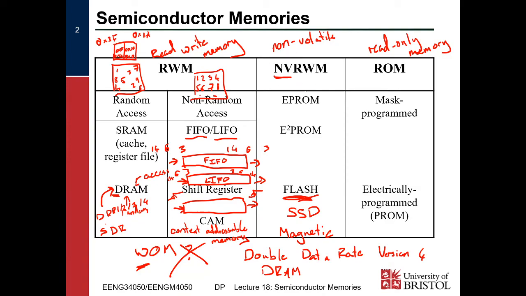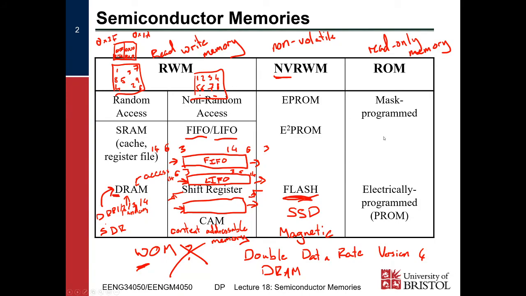Over on the non-volatile side, so all these types of systems, SRAM, DRAM, and then the FIFOs, LIFOs, shift registers, and CAMs are all forms of volatile read-write memory. When you turn the power off, they die. There's nothing left. The data gets removed.